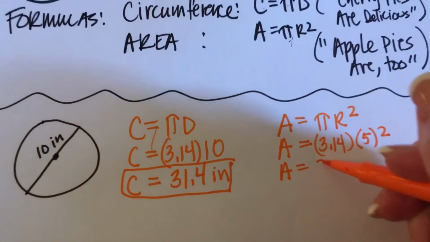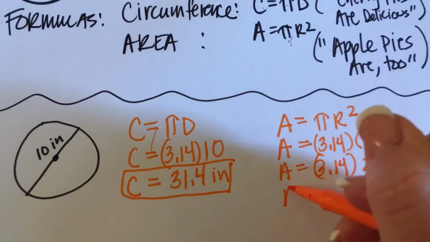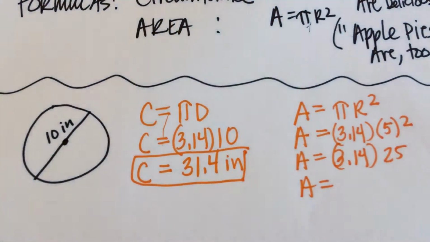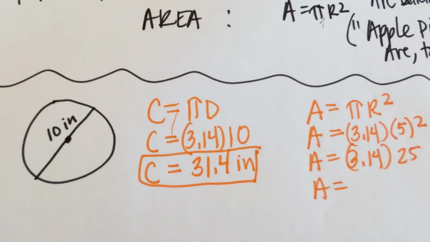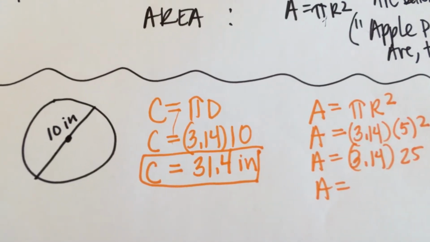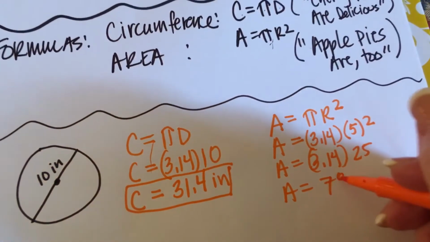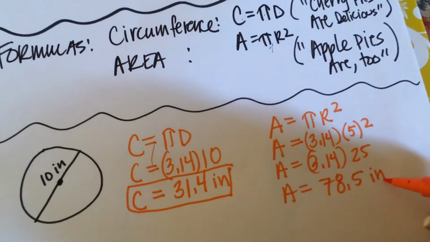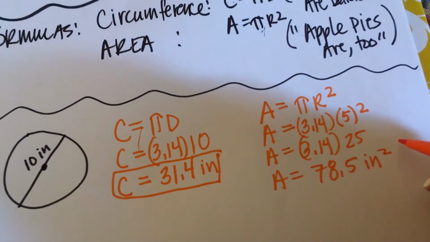So the area is 3.14 times 25, and area equals, let's just calculate that, 3.14 times 25, 78.5. And it's inches as the unit, but this is area, so it has to be square inches.